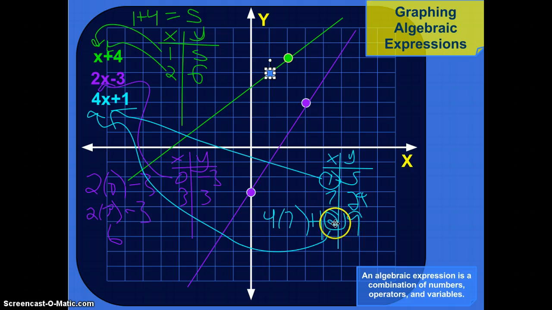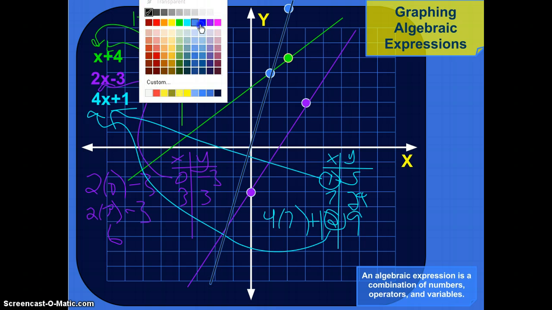Alright, what about this point? If x is 2, then when we evaluate this expression where x is 2, we get 9. So we got 1, 2, and then 1, 2, 3, 4, 5, 6, 7, 8. Oh, that almost fit. Put 9 up there. Let's connect that with the line. So that guy would look something like that.